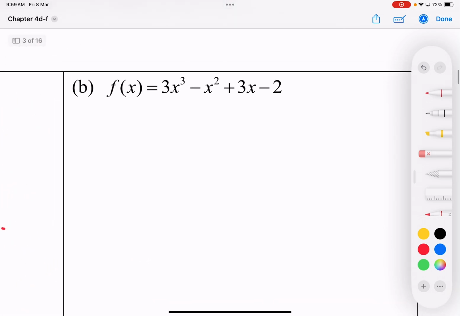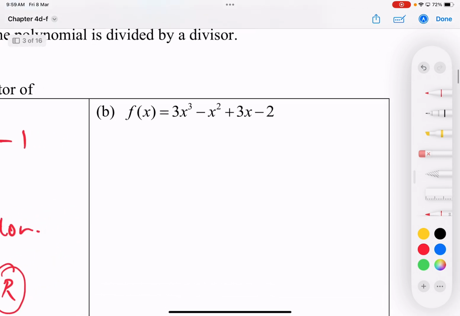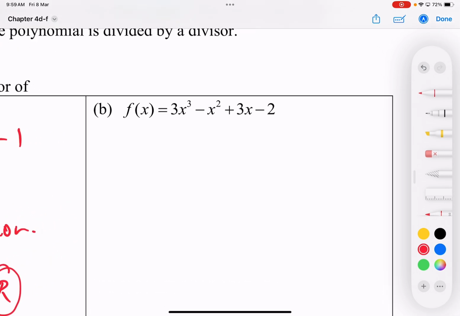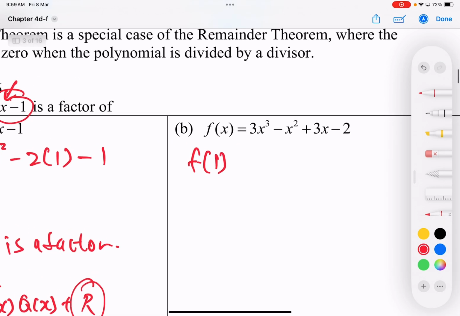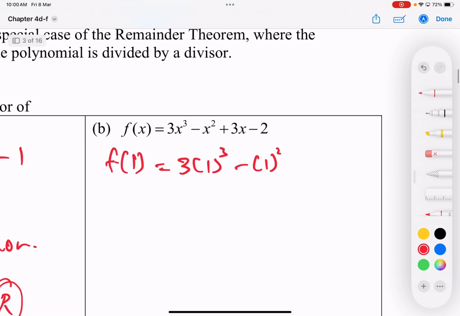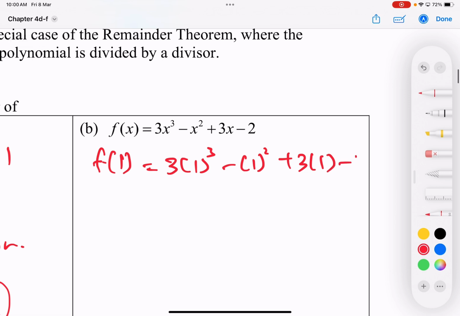Part B, so if we want to check whether x minus 1 is a factor, same thing, we're going to substitute in. We're going to try to make the divisor equal 0, so I'm going to substitute in f(1). When you substitute it inside, 3 times 1 cubed minus 1 squared plus 3 times 1 minus 2. What's the answer? 3. So do you think it's a factor? No. Why is it not a factor? Because it has a remainder, therefore it cannot be a factor.